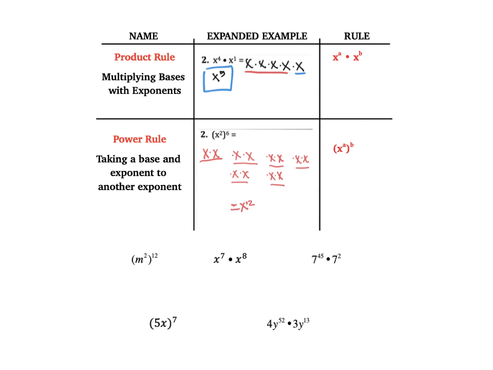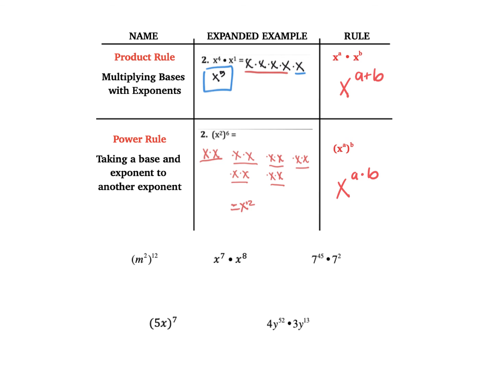In the product rule, you're multiplying bases with exponents. What that means is something like x to the fourth times x to the first. If we expand that out, we see that we get a total of 5 x's. So that rule is you keep the base and add your exponents together. By comparison, if you're taking something all to an additional exponent, we actually multiply those two together.